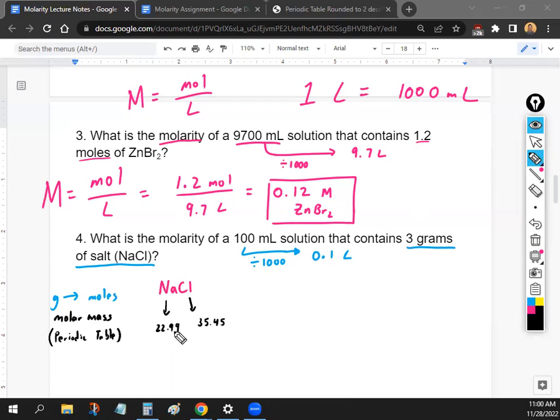Okay, so Na is 22.99. Cl is 35.45. So if we want to find the molar mass of the entire thing, we just need to add them up. So I'll give you guys a second to add them up on your calculator. Let's see if we get the same answer. Take a minute, punch it into your calculator. Let's see what you guys get.